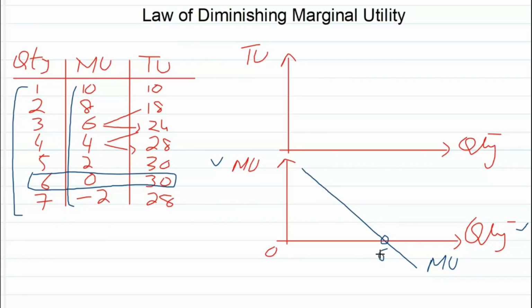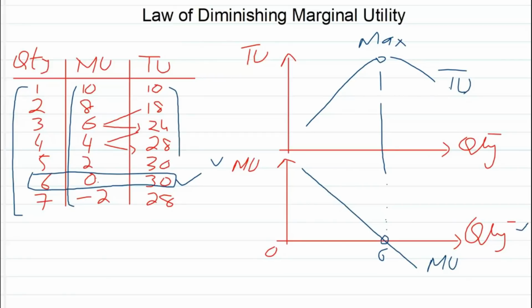And we can again see that when marginal utility is 0, total utility is maximum. So we can draw a perpendicular, and we can show that at this point, when marginal utility is 0, total utility will be maximized. Before that, total utility is rising, and after that, total utility is falling. And this can be verified from the schedule that before marginal utility becomes 0, total utility is continuously increasing with the increase in quantity.